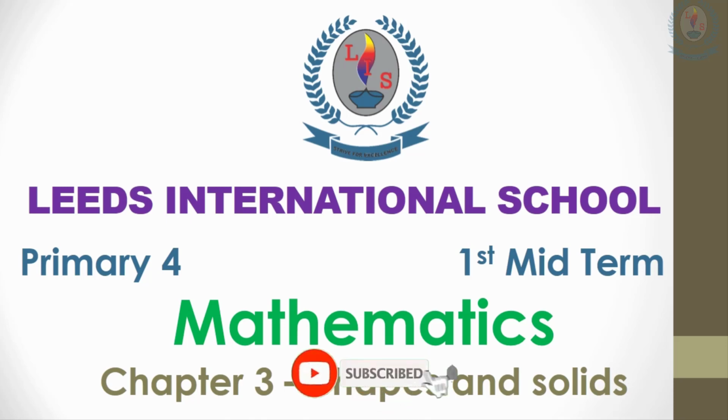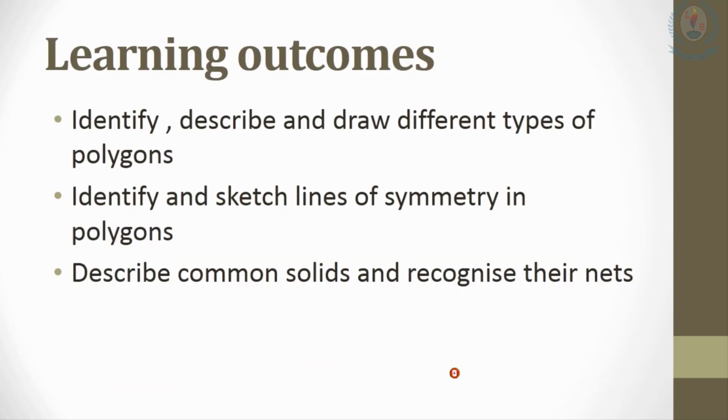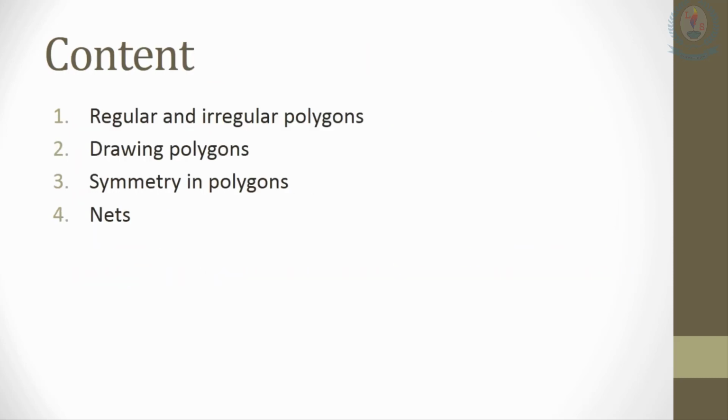Primary 4 Mathematics, Chapter 3, Shapes and Solids. Learning outcomes. Identify, describe and draw different types of polygons. Identify and sketch lines of symmetry in polygons. Describe common solids and recognize their nets. Content: regular and irregular polygons, drawing polygons, symmetry in polygons, nets.